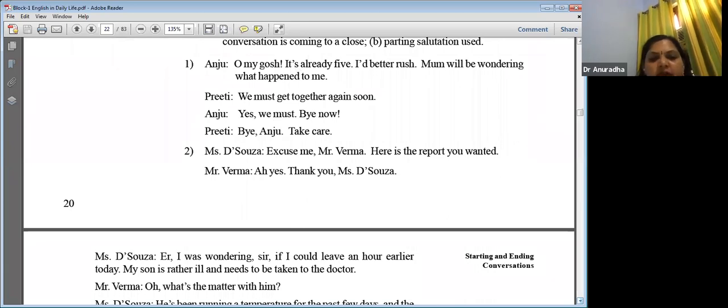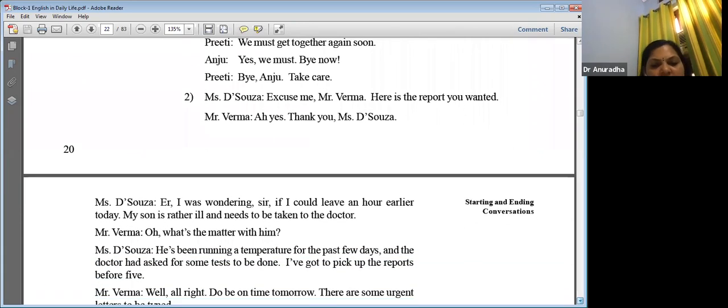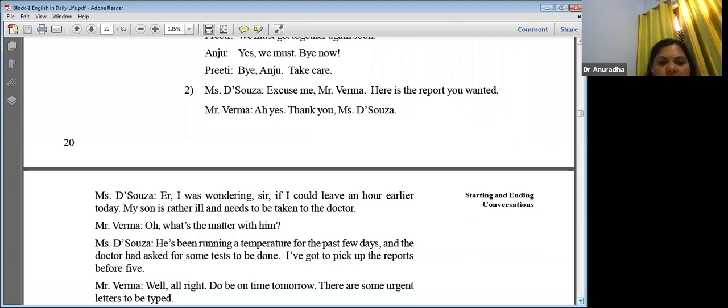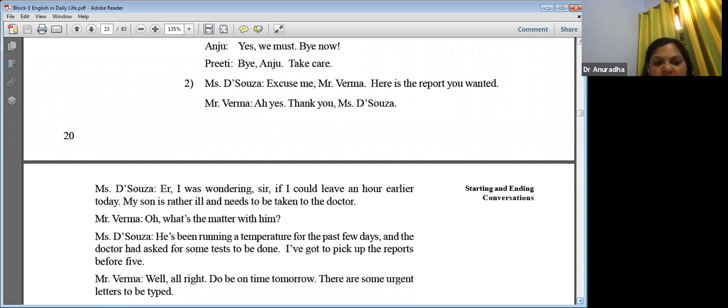And what is the place of conversation? Mr. Verma says, Ah, yes, thank you, Miss D'Souza. Miss D'Souza: I was wondering, sir, if I could leave an hour earlier today. My son is rather ill and needs to be taken to the doctor. Mr. Verma: Oh, what's the matter with him? So definitely the setting of the conversation is an office. And now the closing comment.